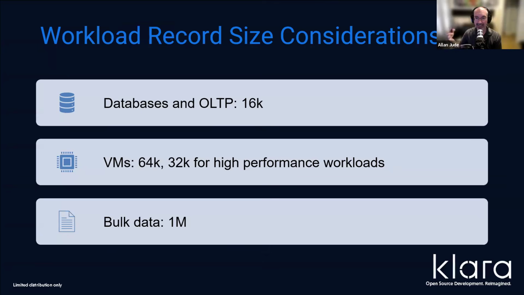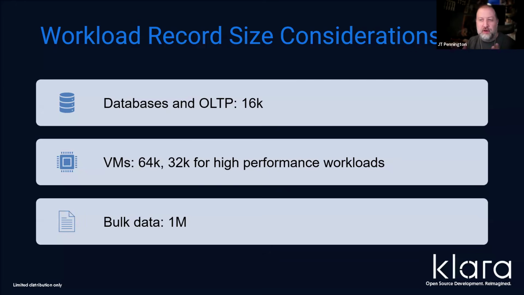So to try to simplify that, we have some basic starting recommendations. Yeah, so for databases and the like, we recommend 16K. For VMs, generally 64K, 32K for very high performance workloads that you have, and bulk data at 1 meg. Again, these are just kind of a recommendation.